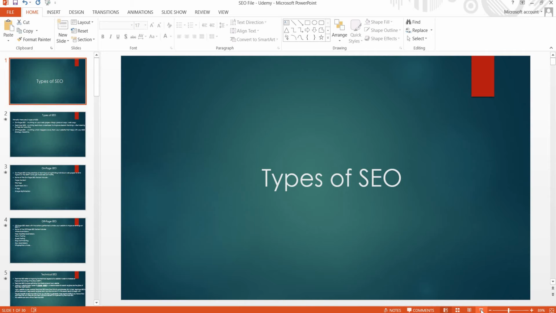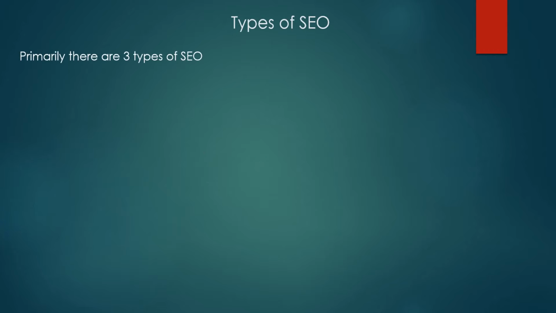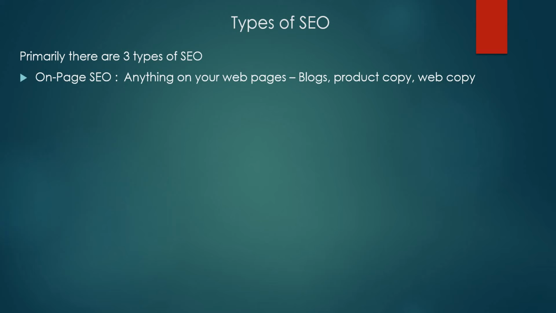Hello everyone. In this video we'll discuss what are the different types of SEO. So primarily there are three different types of SEO. The first one is on-page SEO. This is anything which is on your web pages, which could be blogs, product pages, or your web copy.